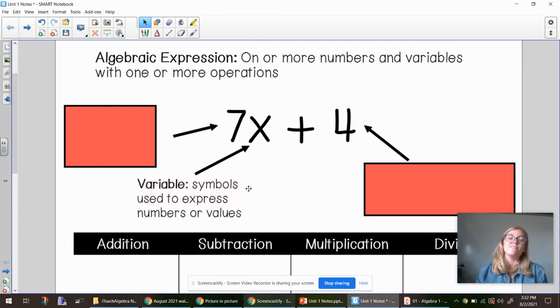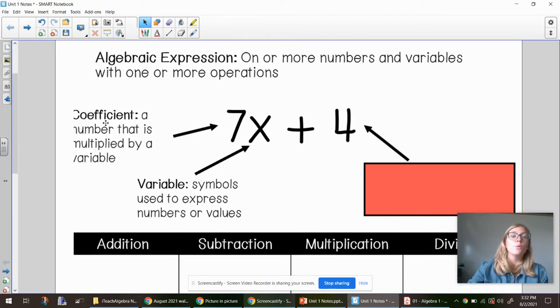So let's start here with this x, because x's are pretty famous in math. This x is called a variable, which is a symbol used to express a number or a value. So if we're not sure what the number or value is, we're going to use a variable to represent it. In front of that variable, we are going to put a coefficient. A coefficient is a number that's multiplied by a variable. So 7 and x are smushed together, which means they're being multiplied.